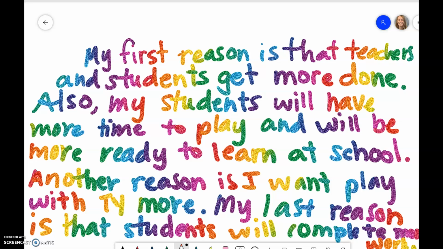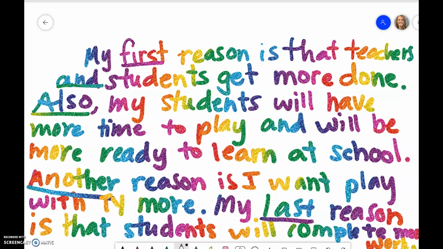So I gave my 4 reasons that I put in my planning page, and I turned them into complete sentences. So I have linking words like also and. You can also use because, another, last, first. So it's important to use those linking words so that they know what you're going to talk about and when you're going to talk about it.